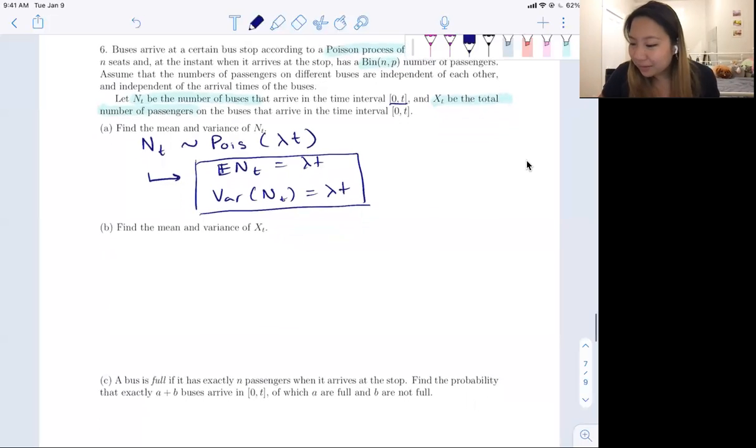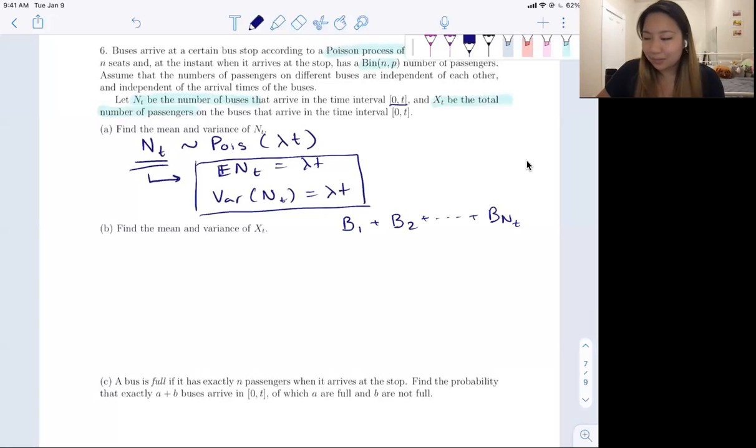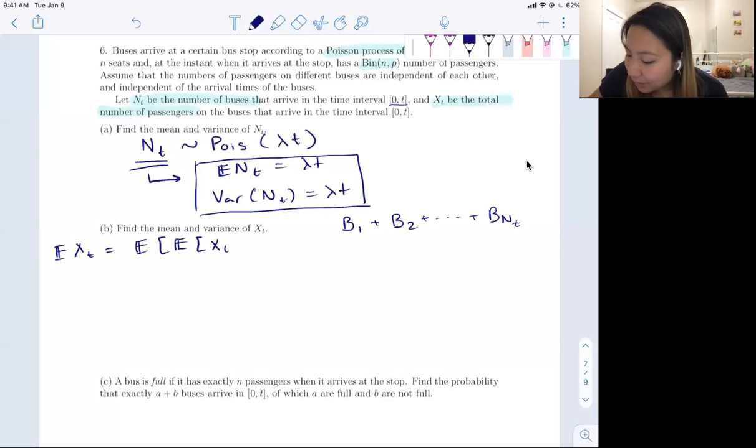Now for part B, find the variance of X_t. X_t is the total number of passengers on the buses. Once we know N_t, it's just a sum of these binomials, B_1 plus B_2 plus ... plus B_{N_t}. But N_t right now is a random variable. I wish we knew N_t, so let's use Adam's and Eve's law so we can pretend to know it. So the expectation of X_t is, via Adam's law, the expectation of E(X_t given N_t).